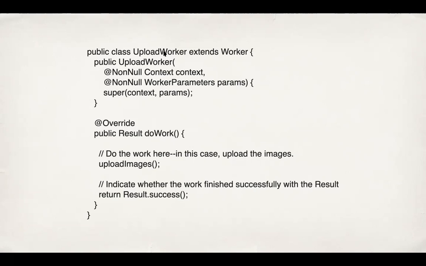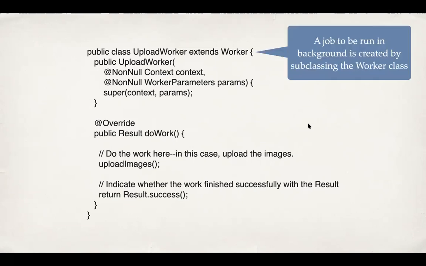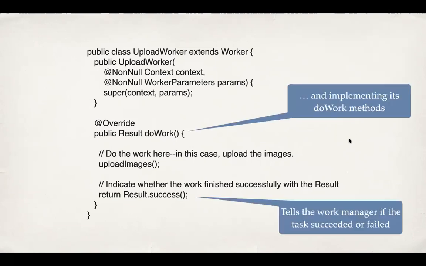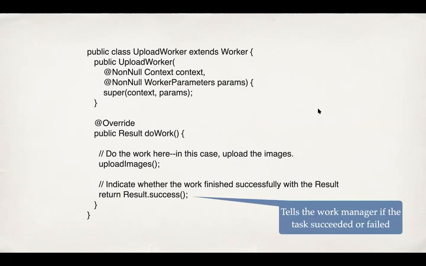So here, let's say, this is a worker created for uploading images. So you are simply calling that method over here. And when it's done, you return a Result.success. So Result.success is where you tell the WorkManager if the task succeeded or failed. So you have .success. Similarly, you have .failure and then .retry for specifying the retry strategy if required. So this is an example of creating a worker.